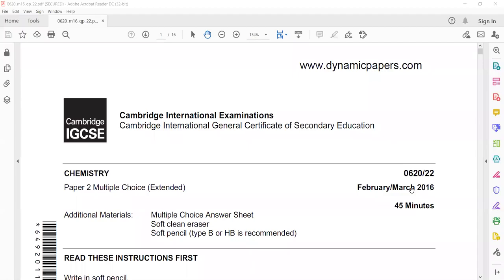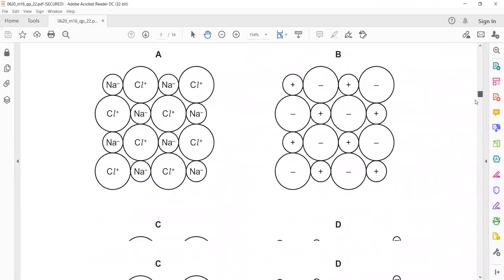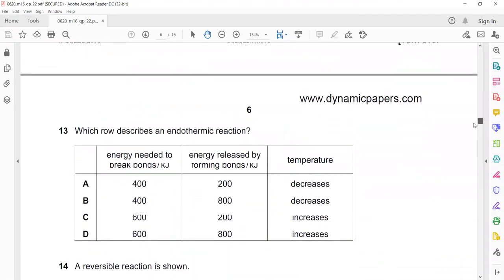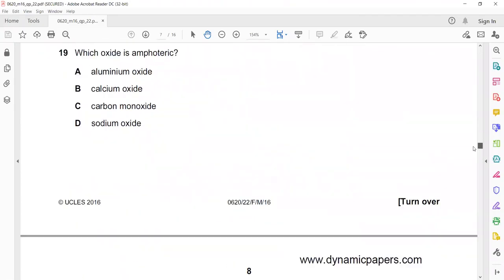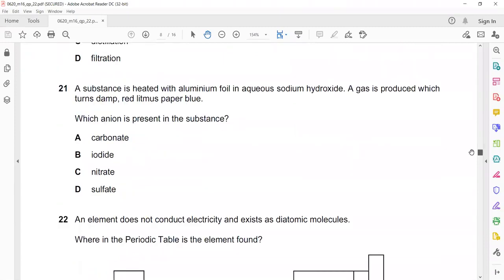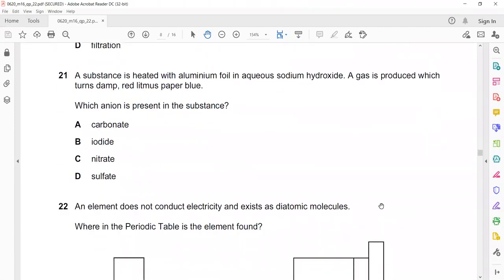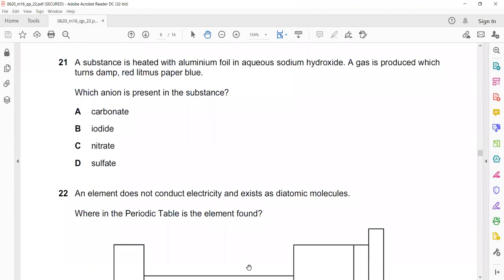So February, March 2016, paper 2, variant 2. We already discussed the first 20 questions. Now 21 onwards. Question 21. I want participation from everyone.